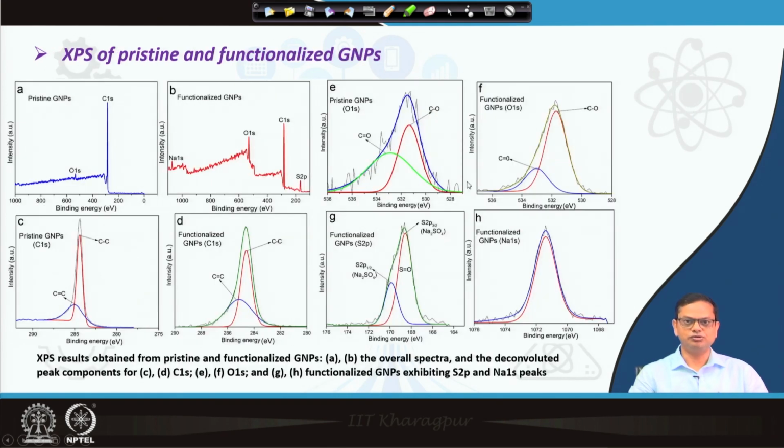So, both physical and chemical functionalization was carried out. Just to check if the physical functionalization is done properly, XPS was carried out, which shows this Na 1s peak, actually sodium 1s peak, which talks about the addition, or basically that SDS molecules get attached on the surface of GNP. That is kind of a signature of that.